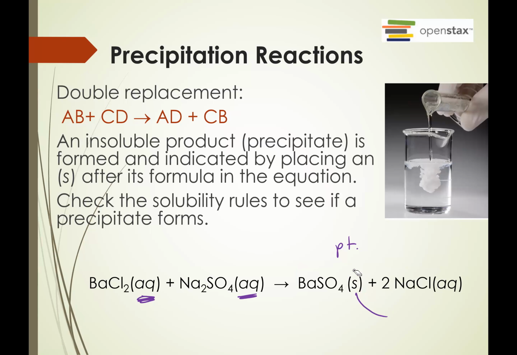So when we see this double displacement reaction, do you see how barium is first? It stays first. Sodium is first. It stays first. But the chloride and the sulfate switched places. That's what a double displacement reaction looks like. The second two switch places.